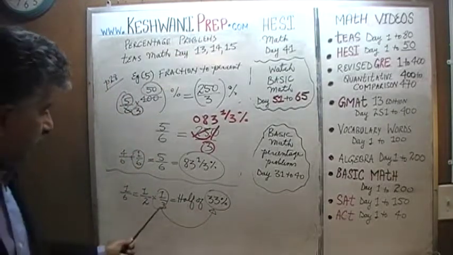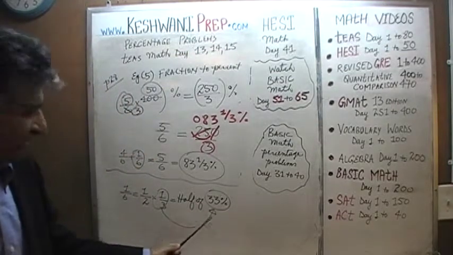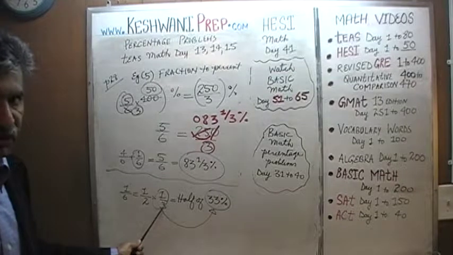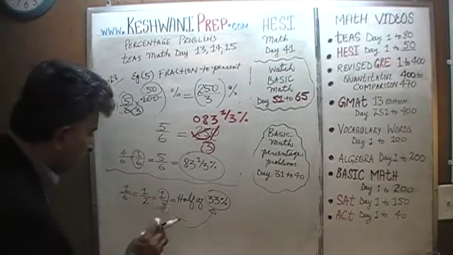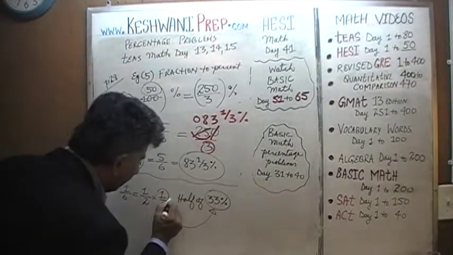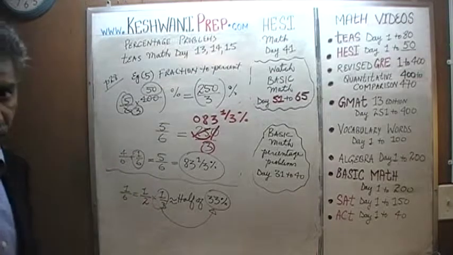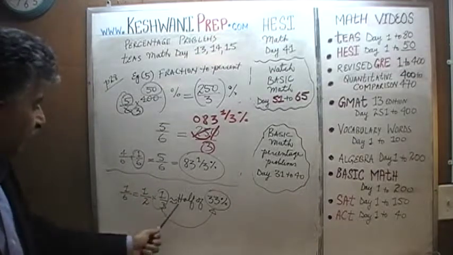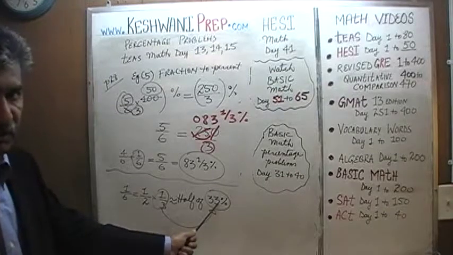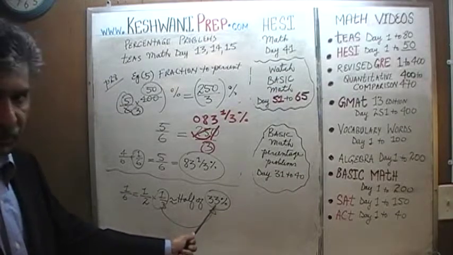Aha! But a third is not exactly 33%. A third is 33.333 repeating. It's not exactly 33%. So we can't put the equal sign. We have to replace the equal sign with approximately equal to. So far so good? So a sixth, you agree, is approximately half of 33%.